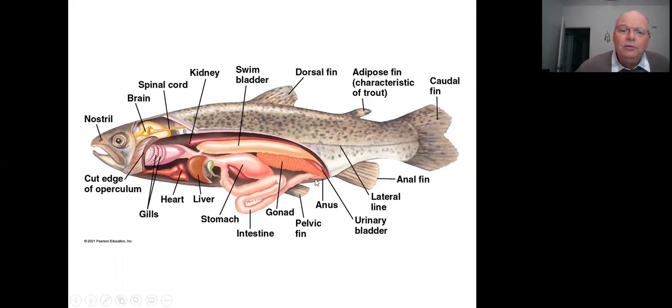Common opening to the 3 systems: the digestive tract, the waste excretion system, and the reproductive tract. So the common opening, the cloaca. 2 pairs of fins, pectoral fin and pelvic fin. So you've got the pelvic girdle and the pectoral girdle, the beginnings of the tetrapod condition.